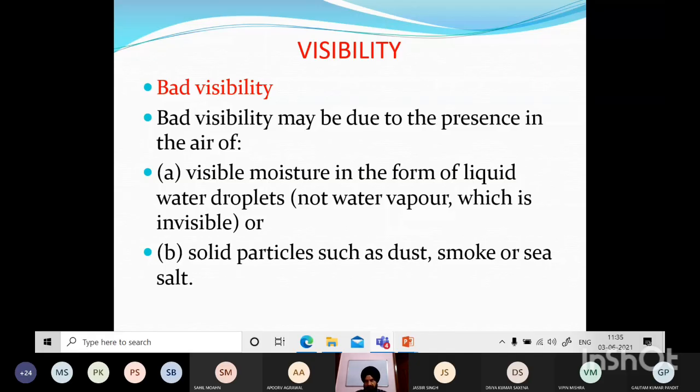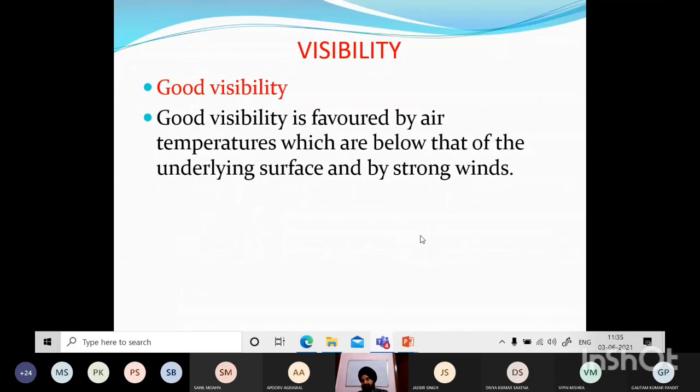Very common. Nowadays you will be seeing कि अंधेरी चल रही है, dust storm आ गया. At sea also sometime passing Red Sea, you see this sand flying, and due to the sandstorm, you see your visibility getting affected. But basically, these are the various things where the transparency of the medium can be affected. Now good visibility, again if we see, is favored by air temperatures which are below that of underlying surface and by strong winds.